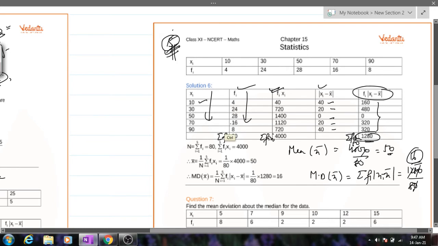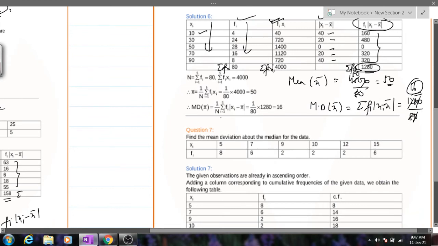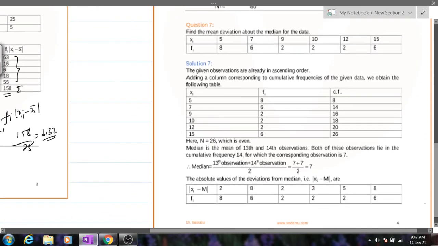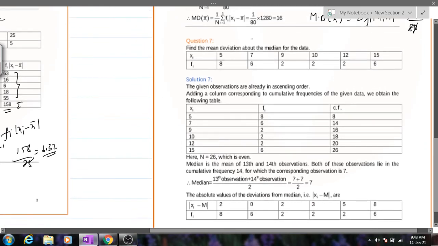Okay, now kindly pause the video to note it down. Now I would expect you to do this numerical once, because this is a median type of numerical. The previous two were to calculate the mean deviation about mean, and this numerical is all about calculating mean deviation about median. So you have to keep in mind to calculate the median first.